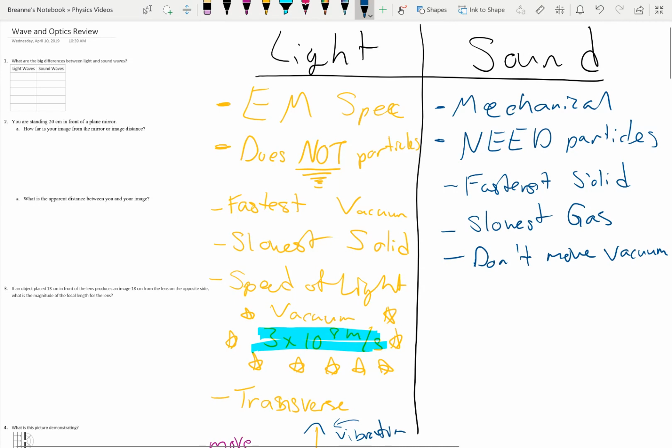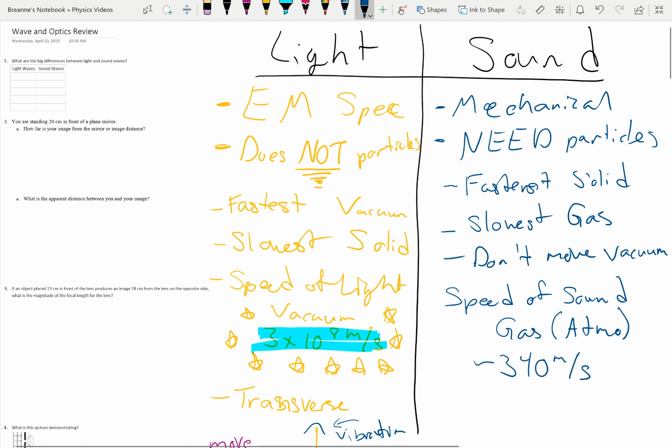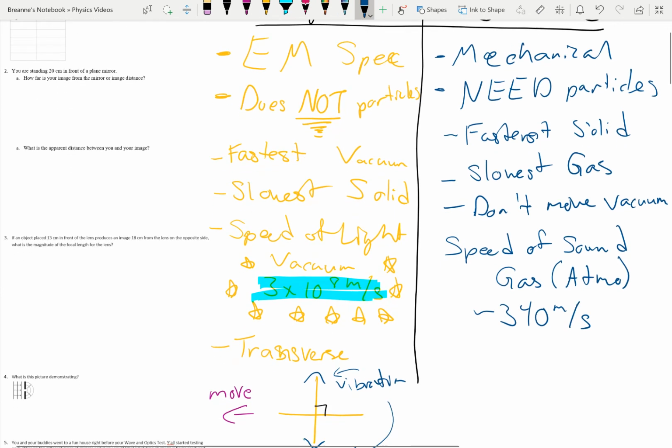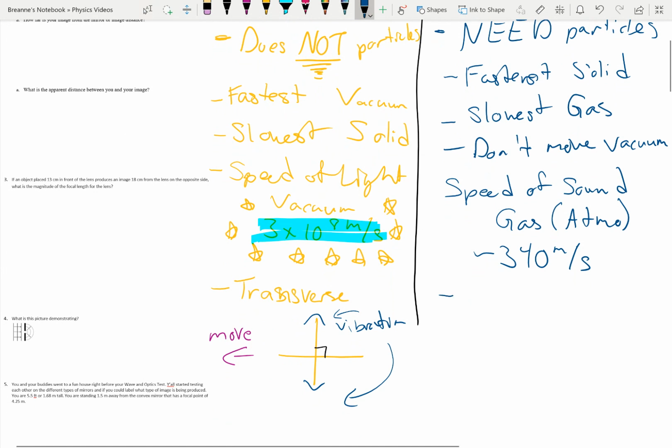And there's its speed. So the speed of sound in our gas, which is our atmosphere, is about 340 meters per second. And they are longitudinal.